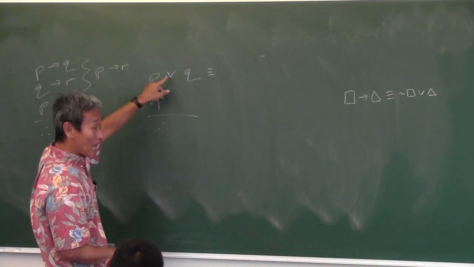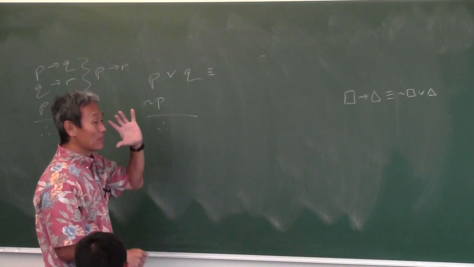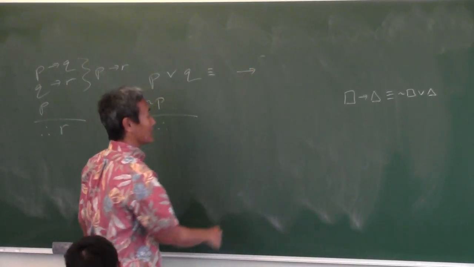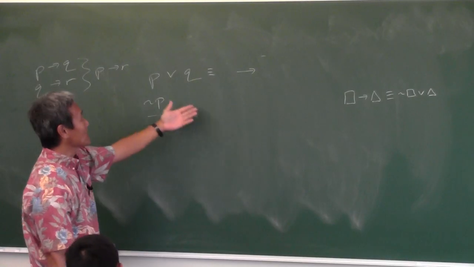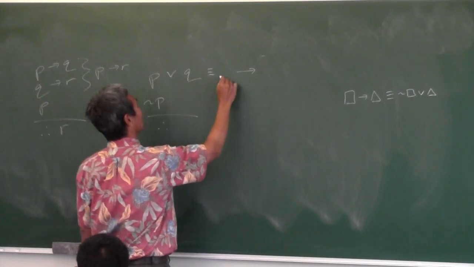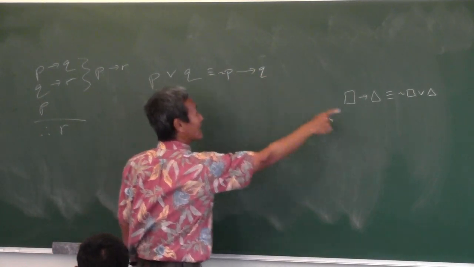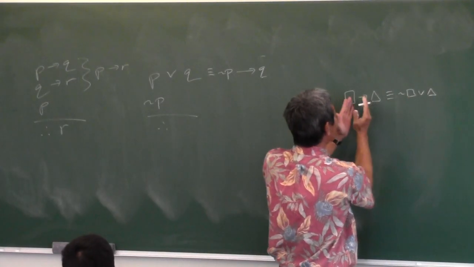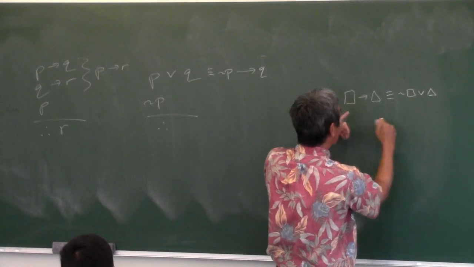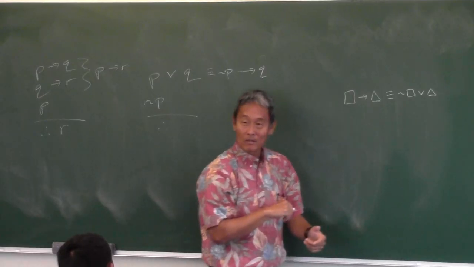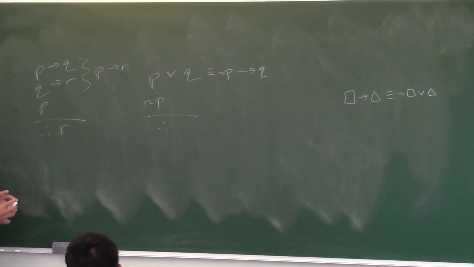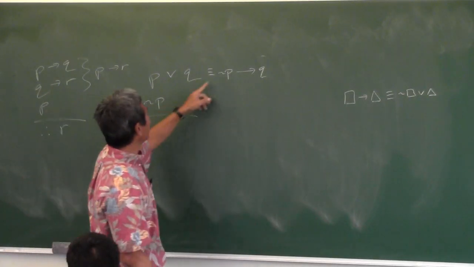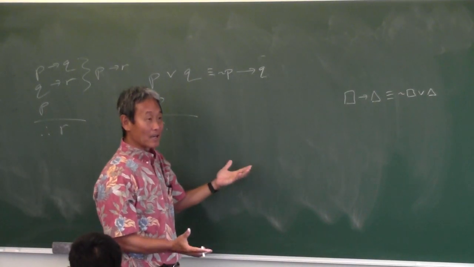So anytime you have an or statement, you can replace it with a conditional statement. And how do you do it? What's the pattern here? You negate the first and leave the second one alone. If you want to change conditional to or the other way around, just negate the first and leave the second one alone. That's how you do it. Just look at the form. So can I replace this with this if they're logically equivalent? Yeah, they mean exactly the same thing.